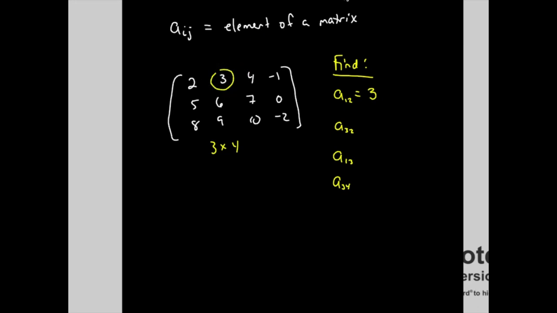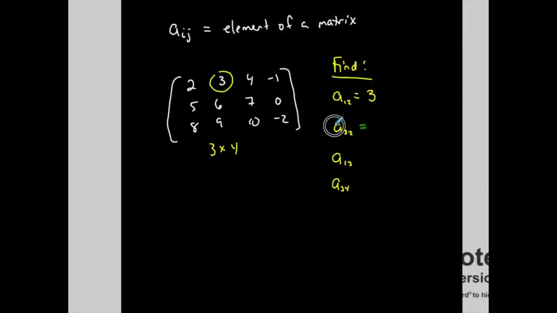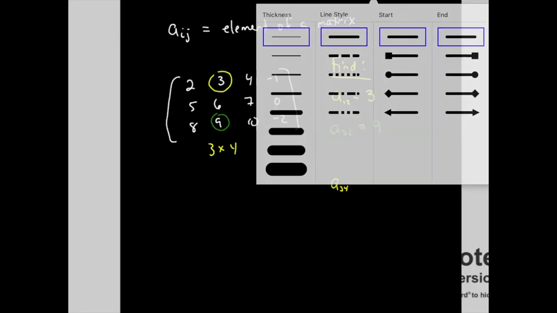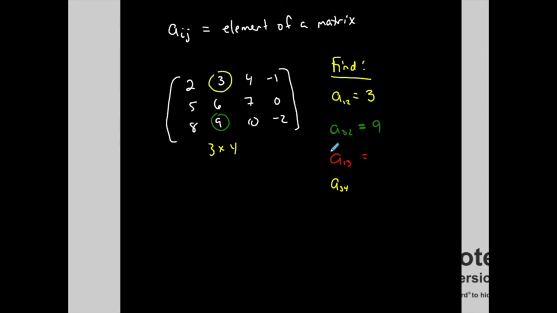Let's assume that I want the element A32. If I say I want the element A32, I want the element in the third row and the second column. Always row and then column. So third row, second column is 9. So that A32 element is 9. This is A13. Let's assume that I want element A13. This is the element in the first row and the third column. First row, third column. So that element is 4.